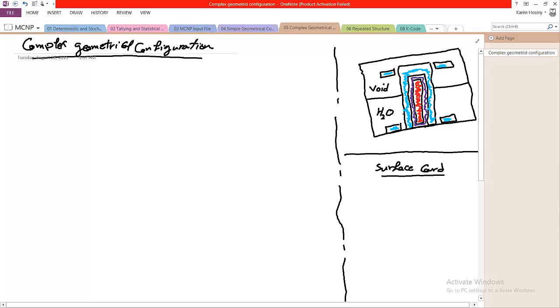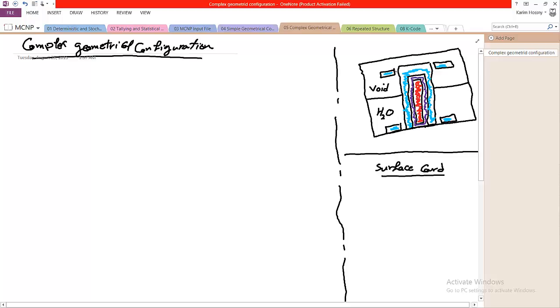This is a simple fuel rod, but a little bit more complex than the other one we have described in the simple geometrical configurations. Here the red zone is the fissile material zone. After that we have the helium gap. After that we have the clad, and those are support plates.